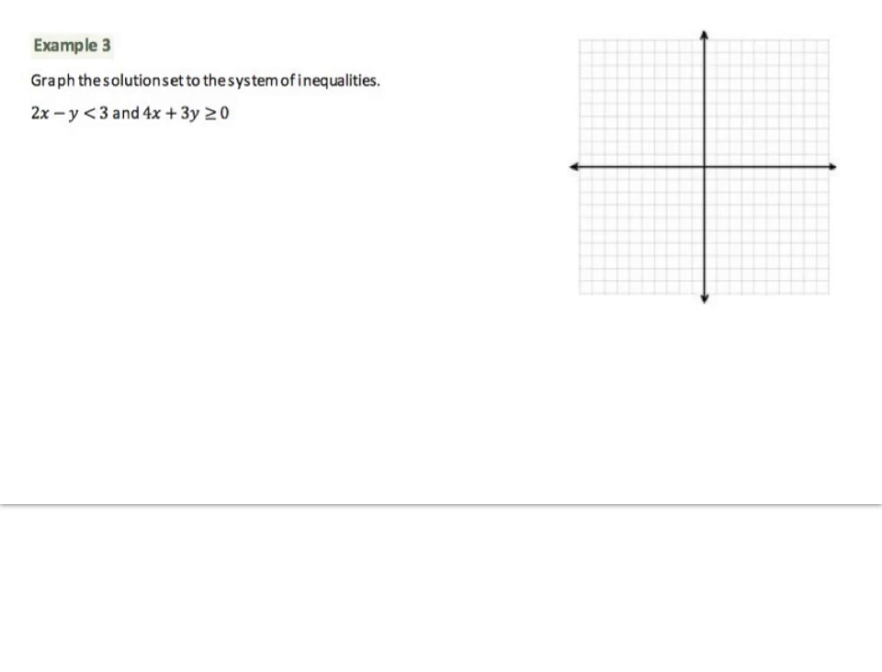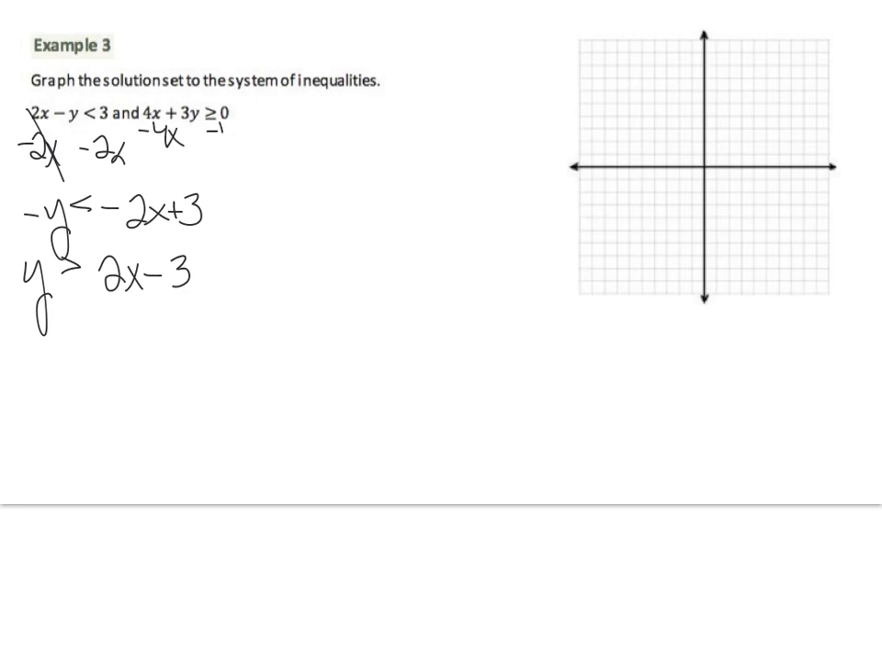Graph the solution set to the system of inequalities. I'm going to put it in slope-intercept form. I get negative y less than negative 2x plus 3, multiply everything by a negative 1, and have to flip my inequality. Oops. And my other one, let's see, minus 4x both sides. I have 3y greater than or equal to negative 4x. Divide everything by 3. Y is greater than or equal to negative 4/3 x.